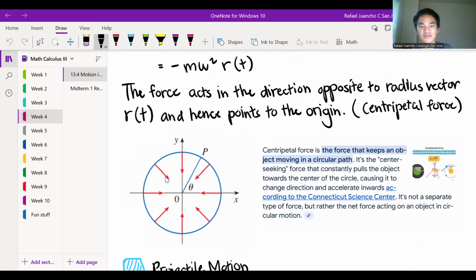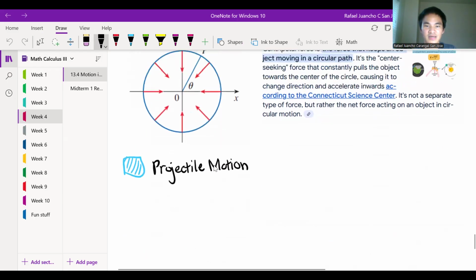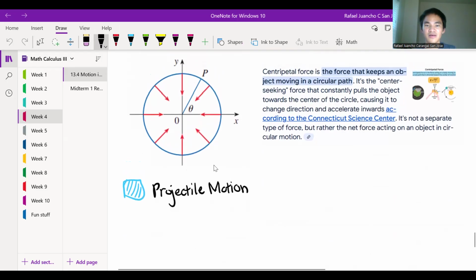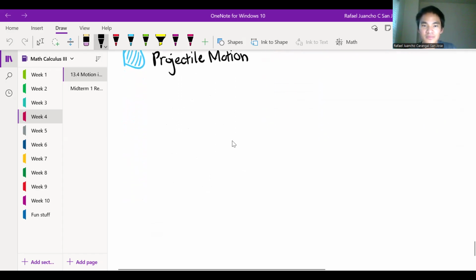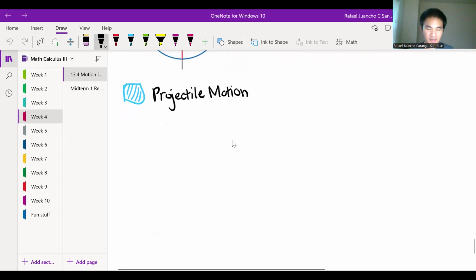If this circle, I'm assuming this is a unit circle, this blue circle is kind of like Earth, where us humans are being gravitated towards it. So that's how we're able to stay here. But yeah, enough of that. Let's talk about projectile motion.